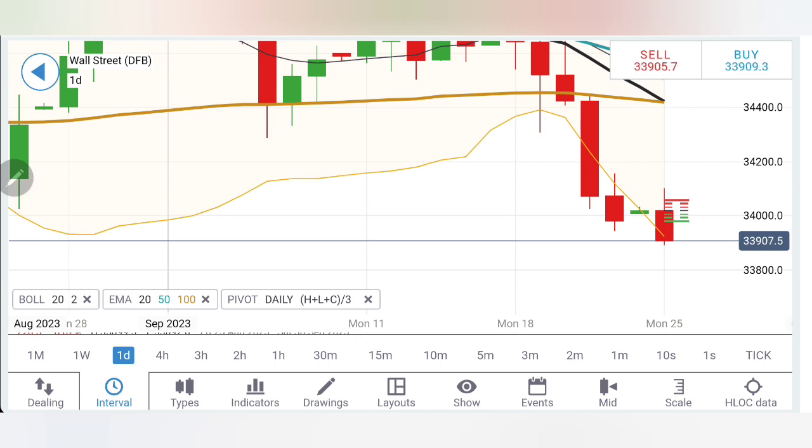Take your positions accordingly. Be cautious as long as 34,200 is not breached on the upside, and 33,800 is the first support on the downside, then 33,600 levels to be seen. Take your trades accordingly. Trade with a stop loss and a trailing stop loss.